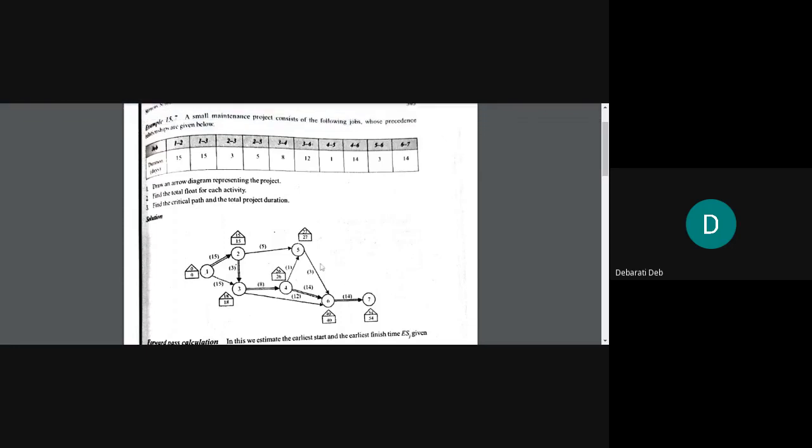So have you drawn the diagram? Now, have you drawn the diagram? Please tell me. Yes, ma'am.